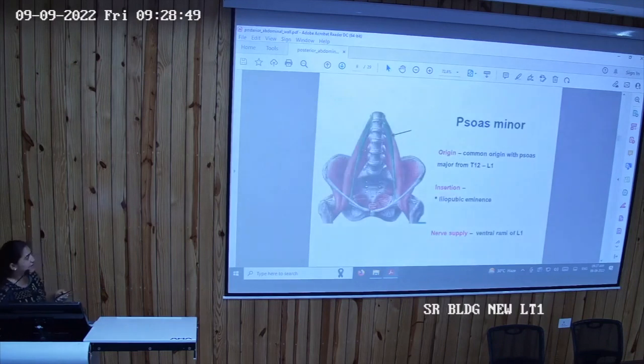Then the psoas minor muscle. The psoas major muscle and the psoas minor have a different insertion. Psoas major was inserting on the lesser trochanter. This is inserting on the iliopubic eminence. The nerve supply for this muscle is only L1, the ventral rami of L1. So the origin is from T12 to L1.